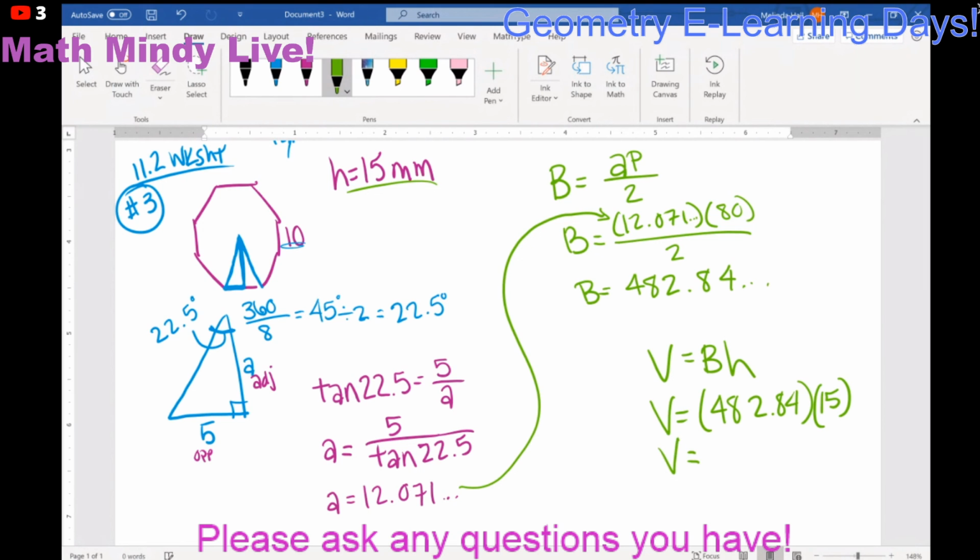When you multiply by 15, that gives you 7,242.6. And if I'm remembering correctly, the worksheet says nearest tenth. And yes, nearest tenth. And so then that would be millimeters cubed. Boop, like that.